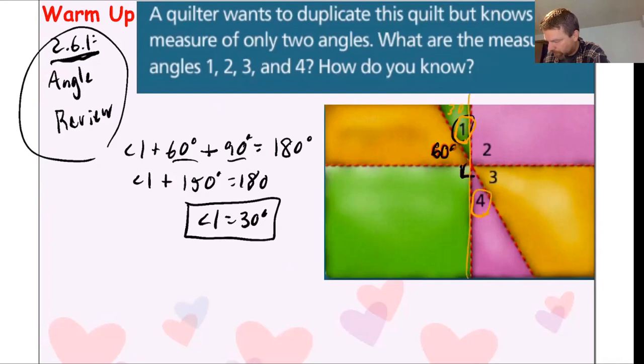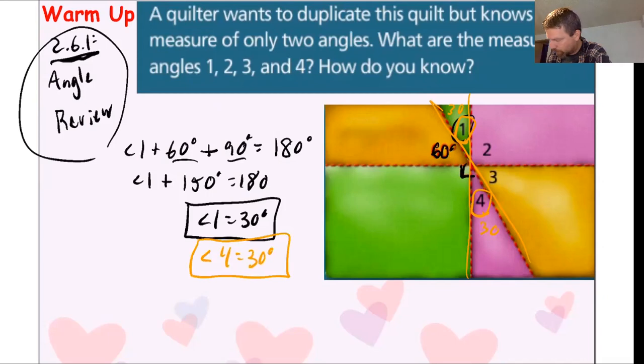You notice how they are across from each other when those lines intersect. Those are given names. Those are called vertical angles. And vertical angles are always, always, always congruent. So really quickly, if I know 1, I also know 4. It's also going to be 30 degrees.